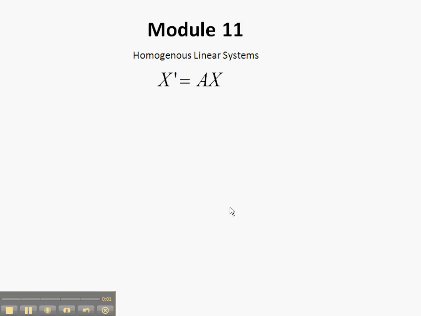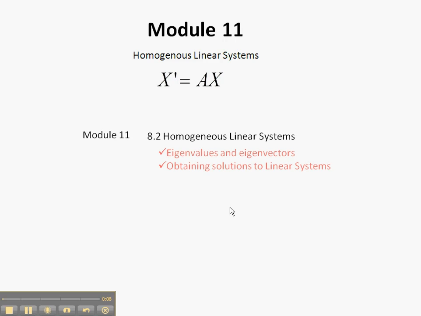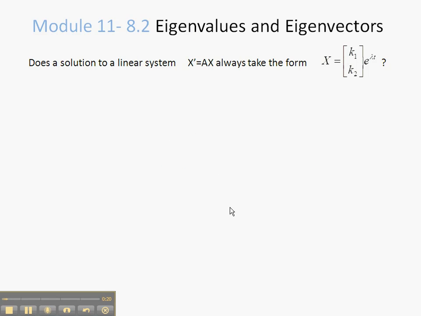This is an introduction to Module 11, in which we're going to be looking at homogeneous linear systems. And we'll be looking at two things: eigenvalues and eigenvectors, and then we'll also be looking at solutions. To find solutions to these linear systems, we're going to depend on finding eigenvalues and eigenvectors. In order to find eigenvalues and eigenvectors, I want to derive briefly here how we do that.